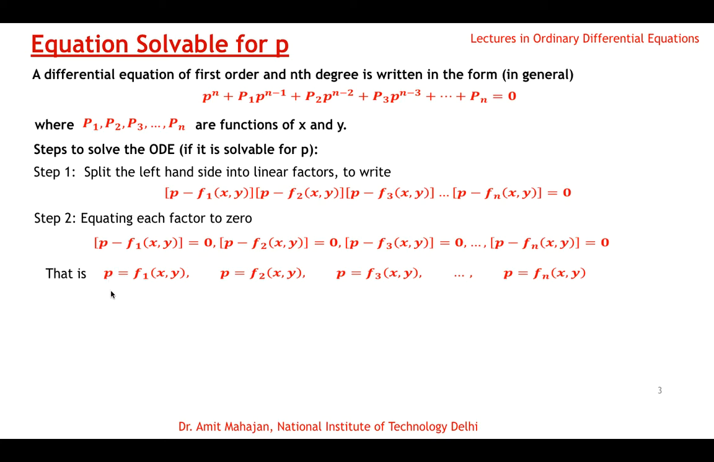And because p is dy by dx, this p equal to f1 x y is nothing but a first order first degree differential equation. Similarly, dy by dx is equal to f2 of x y, so it is a first order first degree differential equation. So what we get is a system of n first order first degree differential equations, and we can solve each of them separately. So p equal to f1 x y, a first order first degree differential equation, we can solve by any of the methods we studied in the first 5 lectures, and this will have some solution. Similarly the second, third, and nth we can solve each of them by the previous methods.